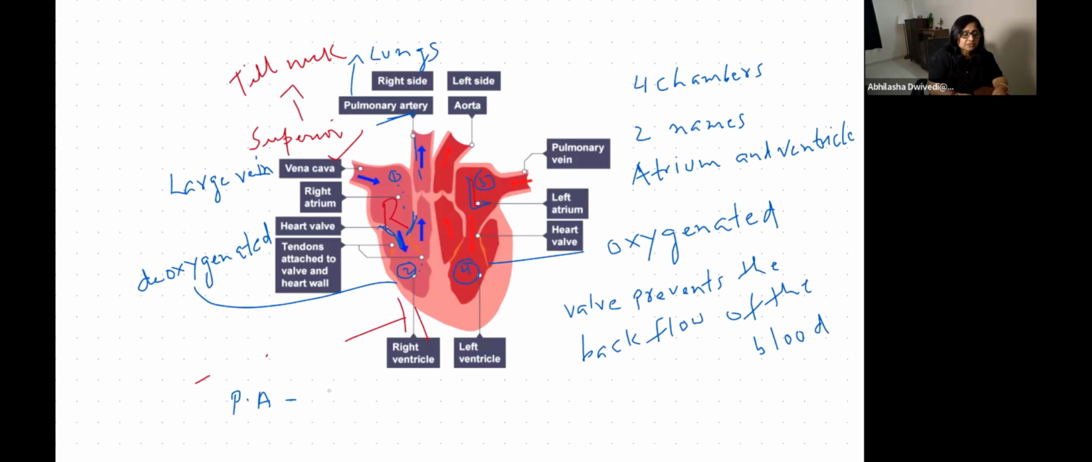An artery goes away from the heart, right? And where is it going? To the lungs. So that's why it is pulmonary. Anything regarding the lungs, what do we call it? We call it pulmonary.